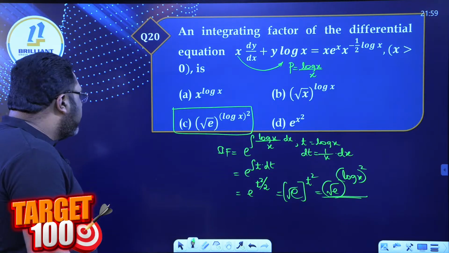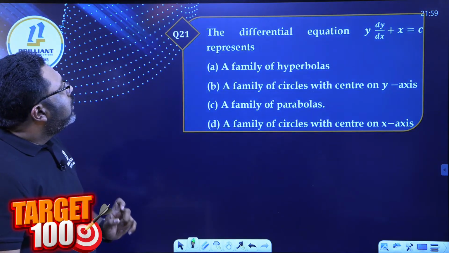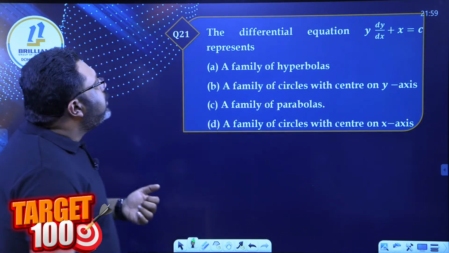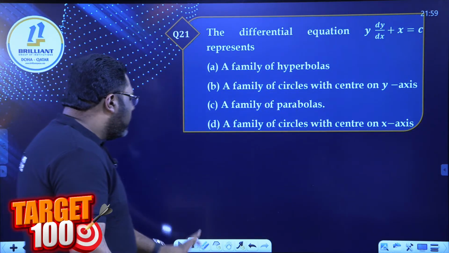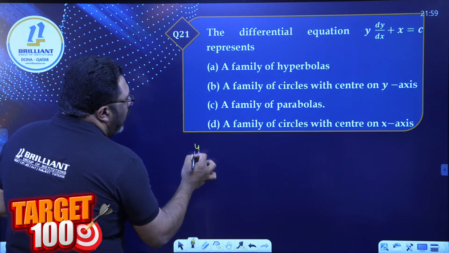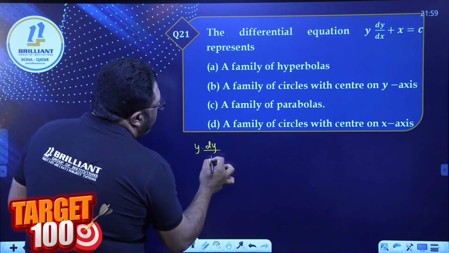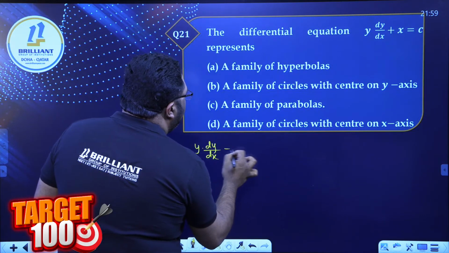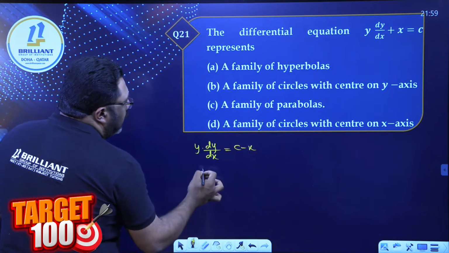Okay. Moving on. Once again, the differential equation represents what? y into dy by dx is equal to c minus x.